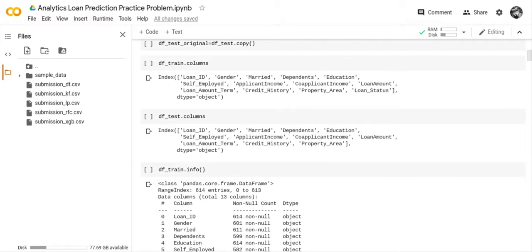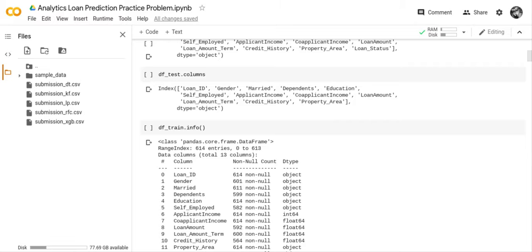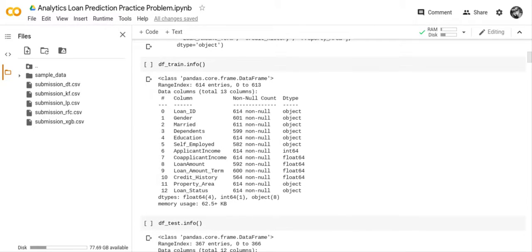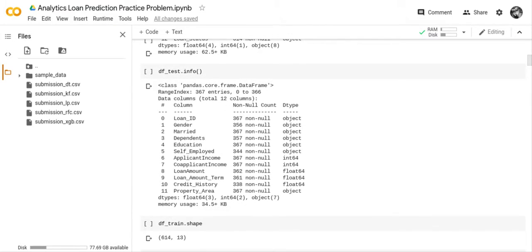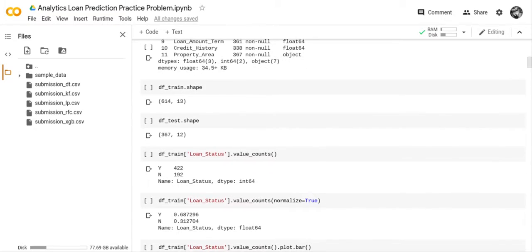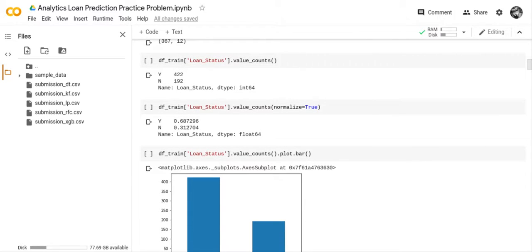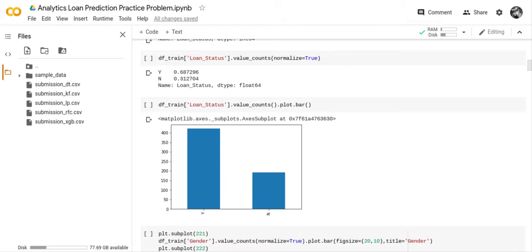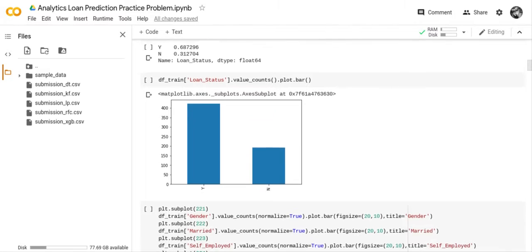Another thing we did was check how many columns we had in the training data set and in the testing data set, and you can see that the only column missing in the testing data set is loan status. I wanted to get some information on the training data set and the testing data set, and see the shape of both. I wanted to see what values were in the loan status of the training data set, and then the percentages of the loan status.